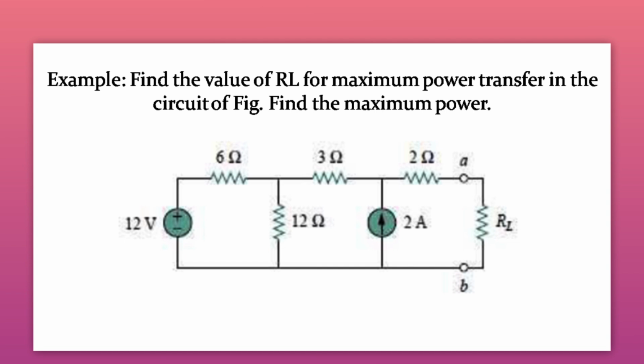So what are the steps? The first step is to find the Thevenin voltage, and you also have to find the Thevenin resistance. So what is Thevenin resistance? Thevenin resistance is the equivalent resistance looking from two terminals into a network, while all independent energy sources are replaced by their internal resistance. So the voltage source is replaced by a short circuit, and the current source is replaced by an open circuit. So the circuit will be converted into this form.